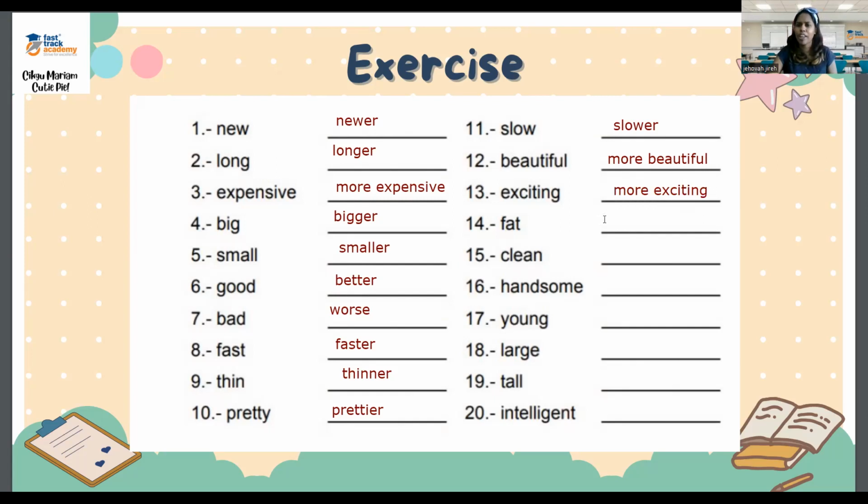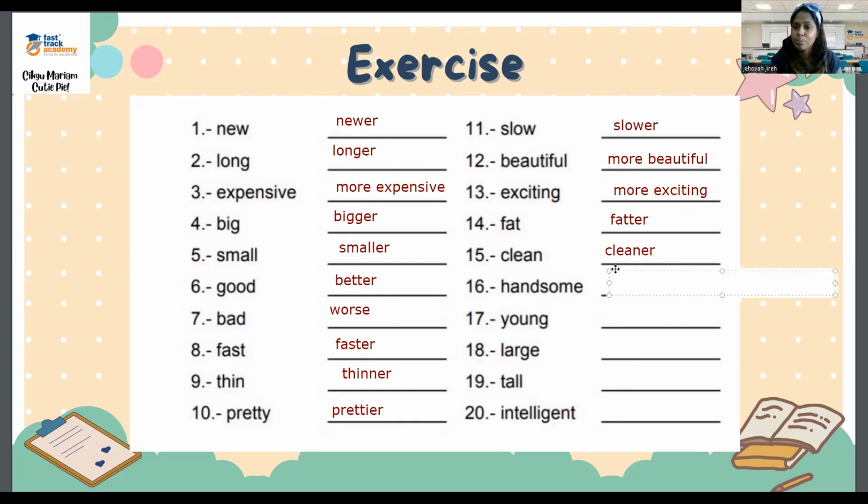How about the word fat? She is more fat than her, or she is fatter than her. You can also use the word fatter. Okay, it is correct. Number 15, clean. So if you want to compare two things or two places, how do you say? You use the word cleaner. Okay.